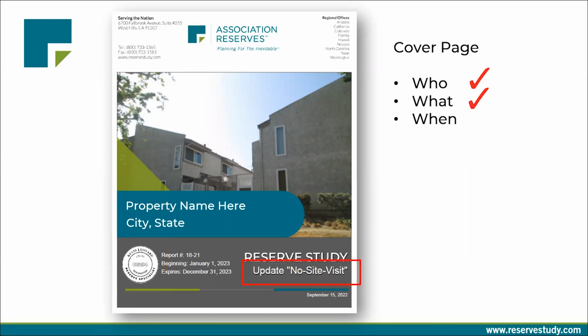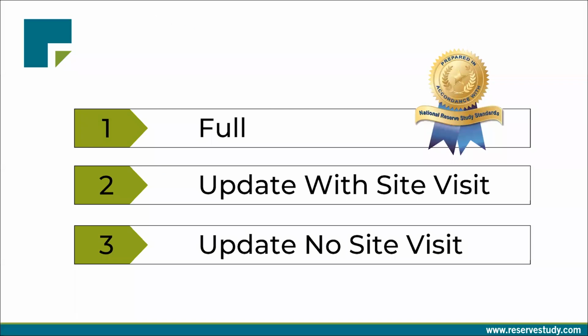Next, what are you getting? Well, there's 3 types of reserve studies, 3 levels of service. This one here is an update no site visit. And for those of you, many of you who've been to our previous webinars probably know what this is. But since about half of you haven't been to previous webinars, there's 3 levels of service. There's a full reserve study and 2 different update products: update with site visit and update no site visit.